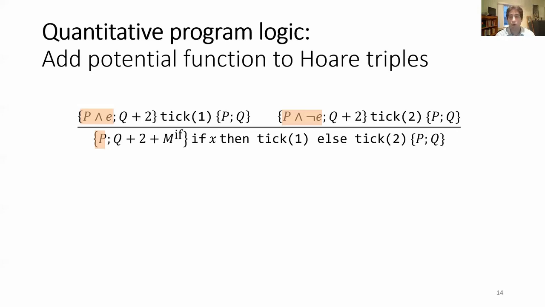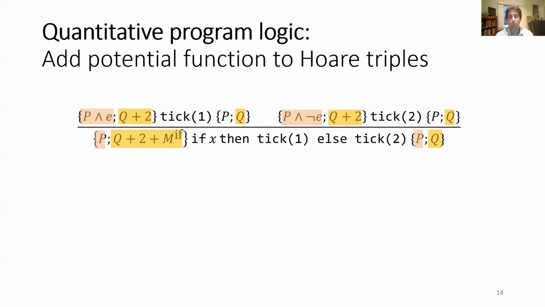Now for the quantitative part. We need to subtract off enough potential to evaluate the conditional. In this example, the condition itself has no cost. In the general case, we need to pay to evaluate the conditional expression also. We evaluate both branches with Q plus 2, which is the initial potential minus the cost of the if. In both branches, the tick costs at most 2, so we have potential Q left over at the end.